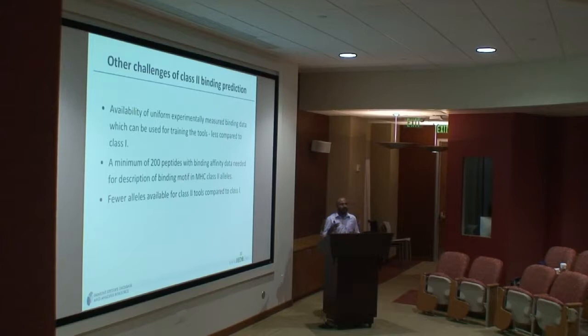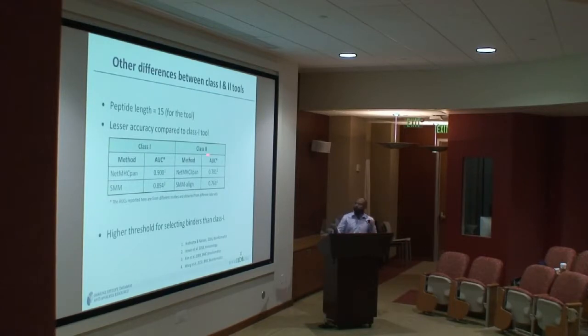Since data is comparatively less for the class 2 binding prediction tools, we have fewer alleles, fewer species available, and also the prediction performance is not as good as class 1. It's not bad, it's good, but compared to class 1, it's not as good. This is what I was mentioning: when you have around 0.9 in case of class 1, class 2 is around 0.78 or 0.8, somewhere around that. So it's not bad, but compared to class 1, it's slightly less.